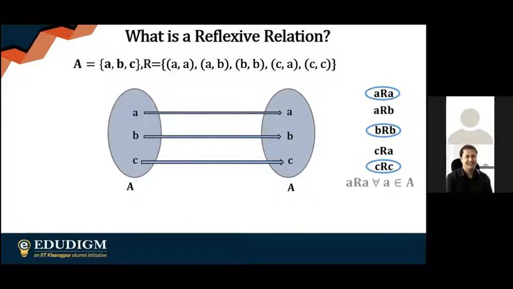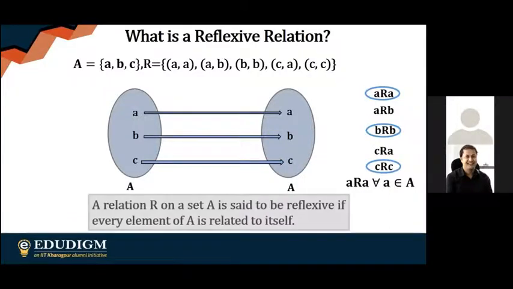Mathematically speaking, we can write that a is related to a for all a in capital A. So basically, if you consider a relation that is reflexive, we have to see whether each and every element is related to itself or not. Now, I'm going to go ahead and show you a very simple example on the basis of which you can understand this better.